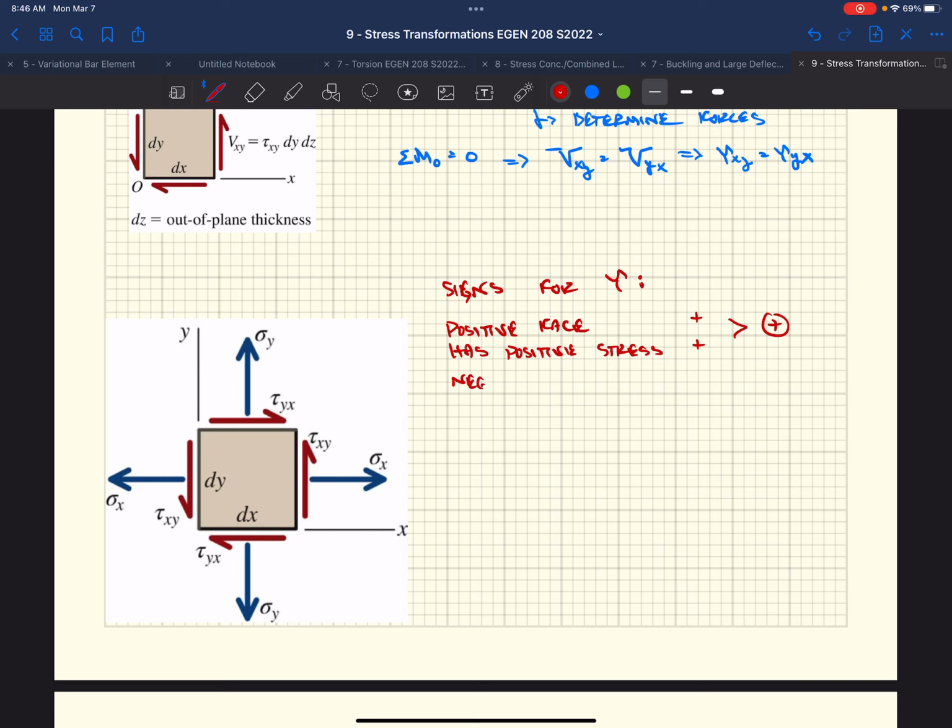If we're on the negative face and it has negative stress, any guesses of what the sign is for this shear stress? It's positive, yeah. Just like multiplying a negative times a negative, right? So we have a positive times a positive is a positive. Negative times a negative is a positive.